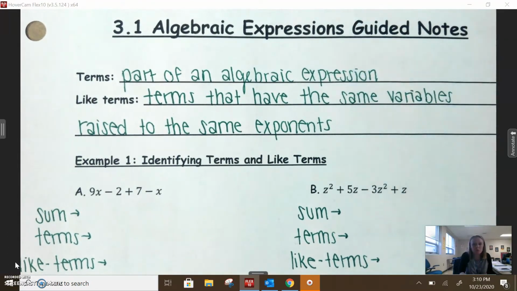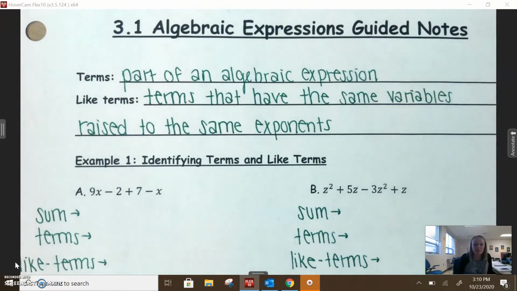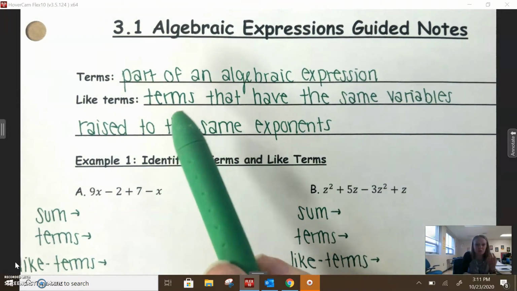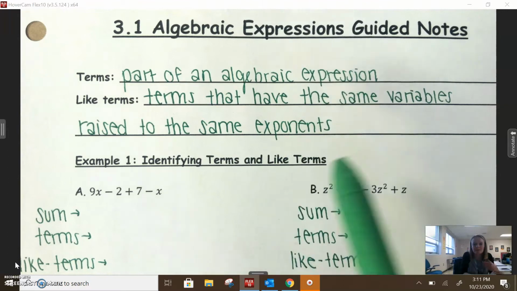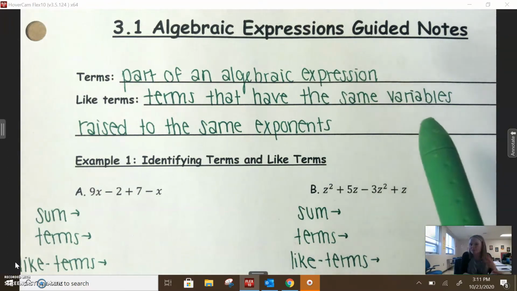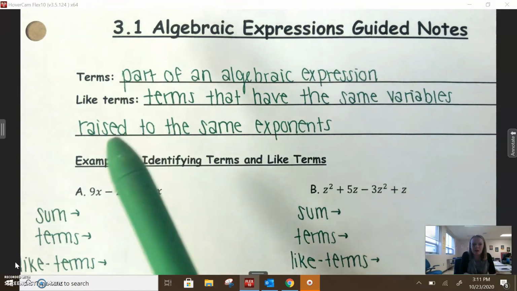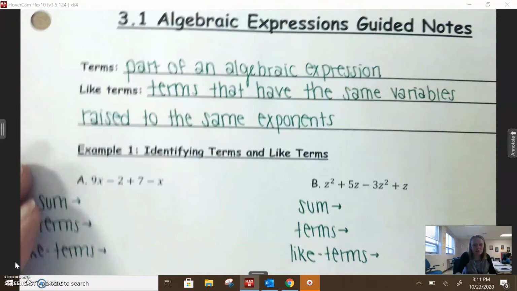There's two important vocabulary words up here. We have terms and like terms. Terms are just parts of an algebraic expression. They're kind of like our building blocks of an expression. Like terms are just a more specific type of term, and those are the terms that have the same variables. Variable means letter, like x, y, anything like that, and it has to be raised to the same exponent as well.